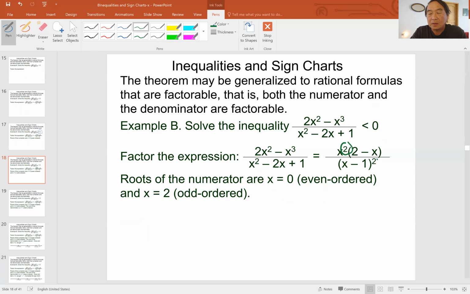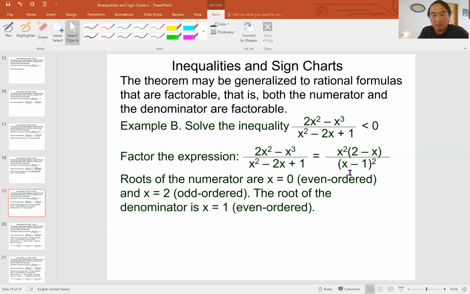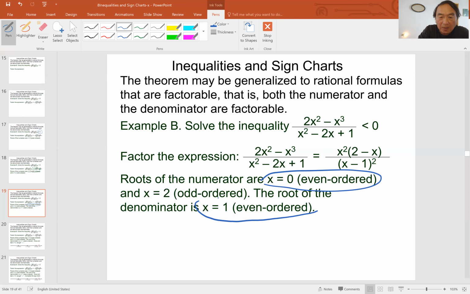Now remember the powers. They give the order of the roots. So for the zeros, x equal to 0 and x equal to 1, these two roots are even. And x equal to 0 is a root in the denominator, but these two are even orders.